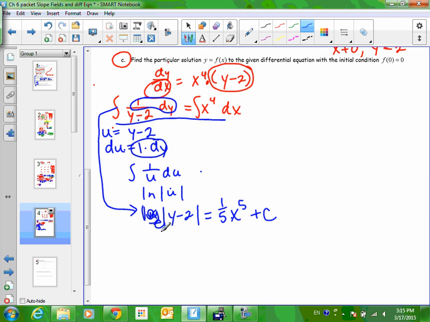How do you rewrite something from a log? Because I've got to get y by itself. So how do you unhook or untrack that y? You're going to rewrite it as exponential. In other words, e to the power of the other side equals y minus 2. So I'm going to write it as y minus 2 equals e to this power.